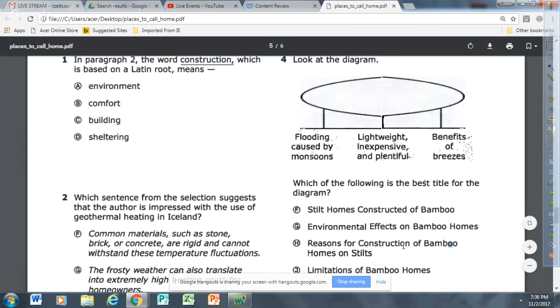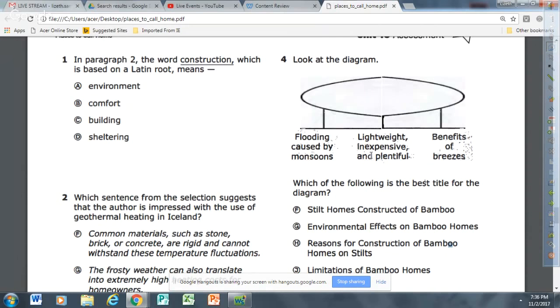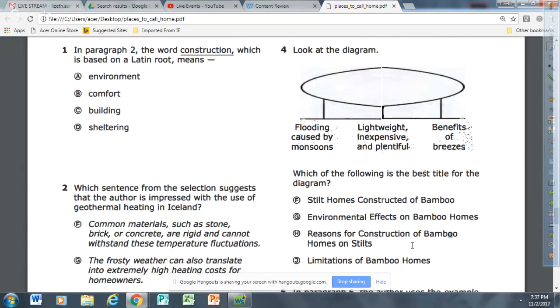The reasons for constructing a bamboo home on stilts. So are these different reasons why they should build the homes out of bamboo? Because of the flooding? Is that a reason why you should build a bamboo home? Because they're lightweight and inexpensive? Is that a reason why you should build a bamboo home? Or because they have lots of breezes and it's airy? Is that a reason to construct bamboo homes? That is the correct answer. Limitations means what you cannot do with bamboo homes.